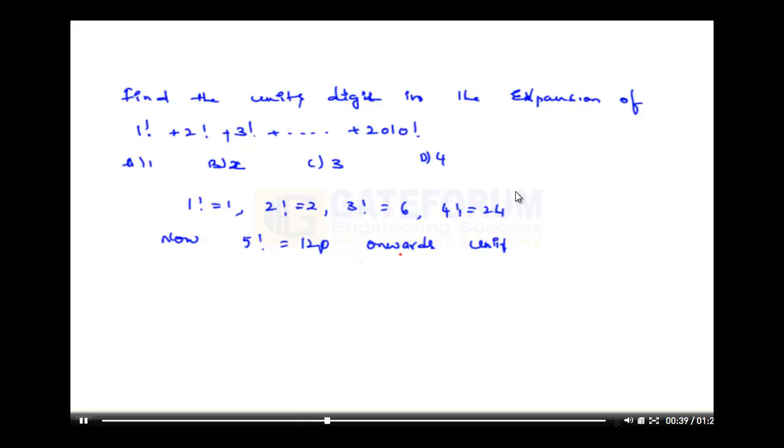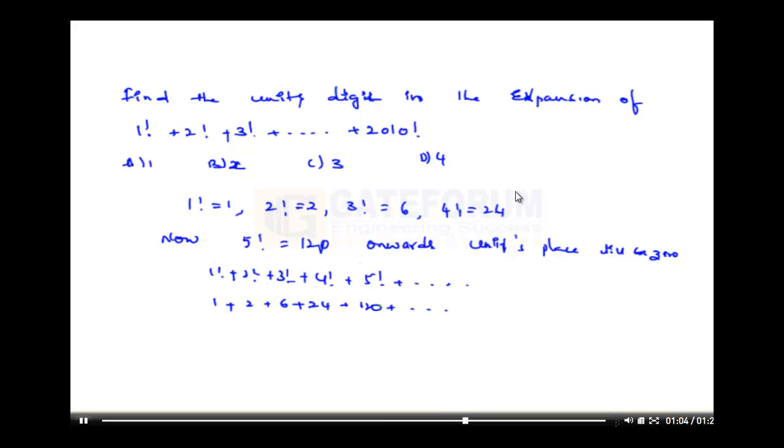So from 5 factorial onwards, the units place will be 0. Now if you take the summation, 1 factorial plus 2 factorial plus 3 factorial plus 4 factorial plus 5 factorial and so on: 1 plus 2 plus 6 plus 24 plus 120 plus so on. The first four terms result in 33, and after all these terms we have 0 in the units place. So 0 plus 3 is going to be 3. Therefore the units place is 3. So option C is the right answer here.